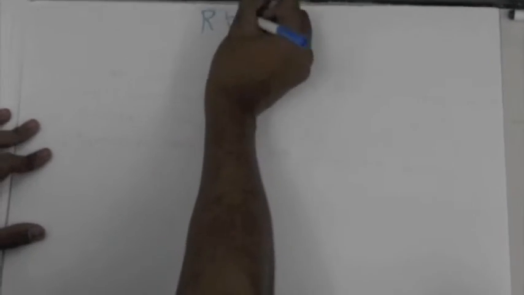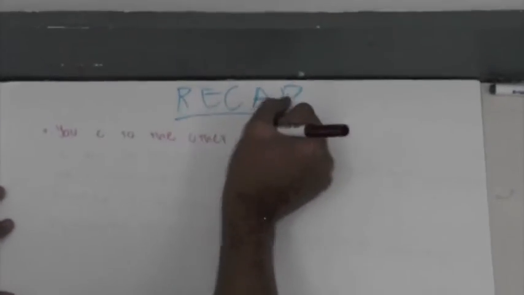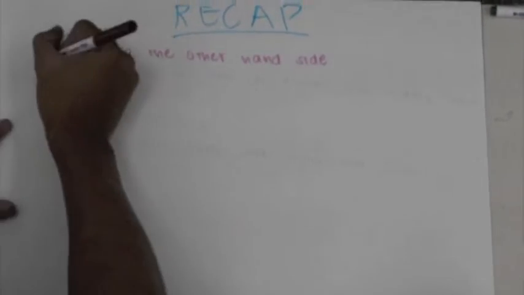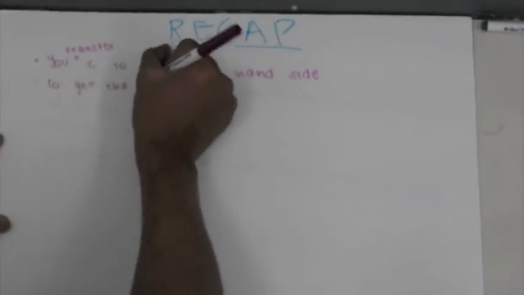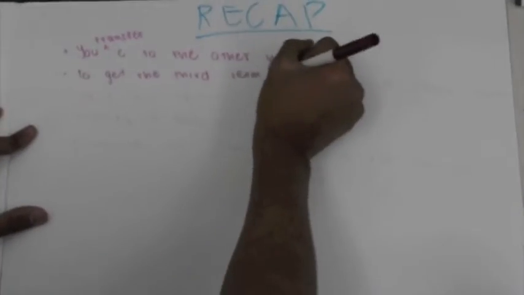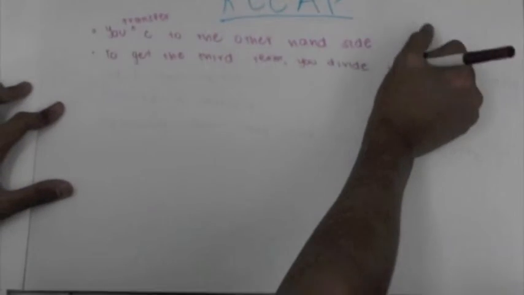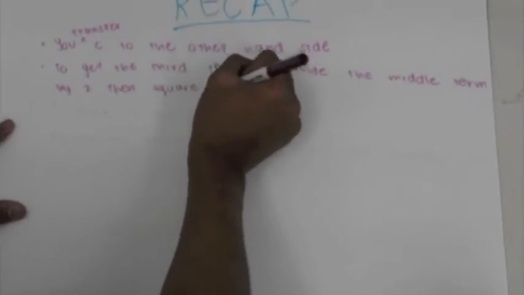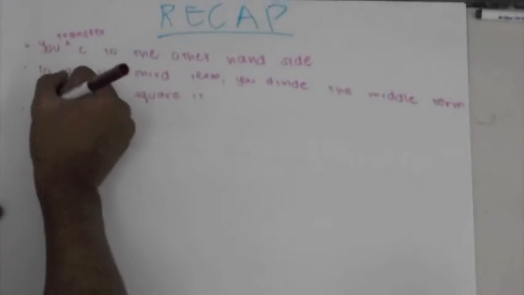Now let's have a recap on what we learned today on solving quadratic equations using completing the square. The first step is you transfer c to the other hand side of the equation. Once you transfer c, you don't have a last term. So what you do to get the last term is you divide the middle term by 2. Then you square it. Now you have a last term, you also have to add what you squared to the other hand side. After which you can simplify it if needed.